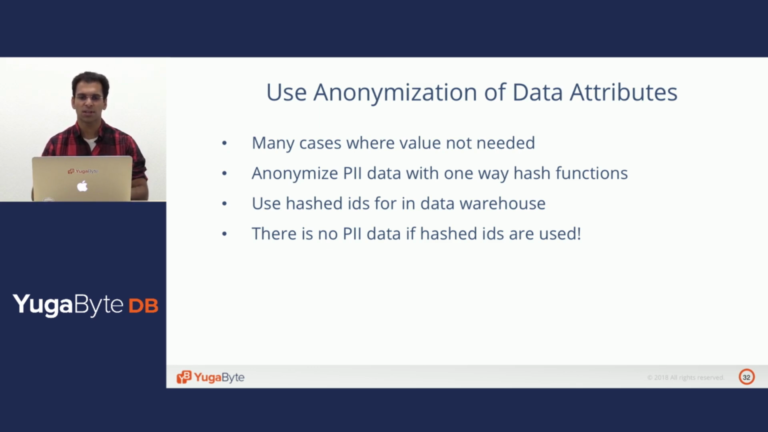So in such cases, you can anonymize the PII data with a one-way hash function. And this is mostly for real-time analytics and data warehousing, where you can use the hashed IDs, which represent the user but don't give you any information about the user. Since this is not PII, you could treat the one-way hashed IDs as regular data.